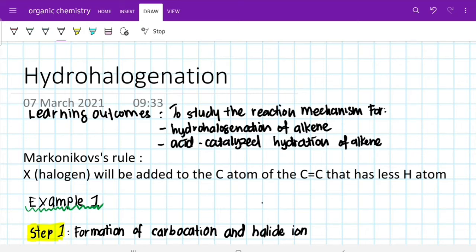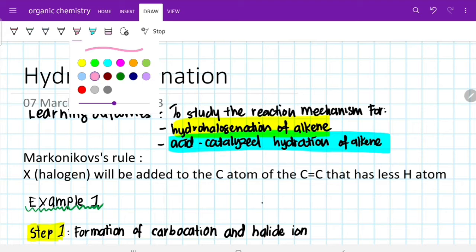In this video I'm going to show you the two types of reaction mechanism for the reactions of alkene. The first one is hydrohalogenation of alkene, and the second one is acid-catalyzed hydration of alkene.